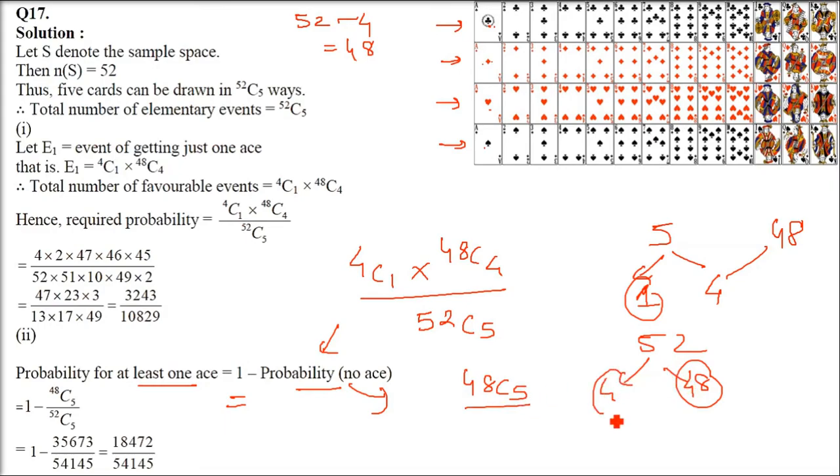So 48C5, all the 5 cards we are picking up and they are not aces. So it will be 48C5. Okay. Now total possibility is what? 52C5. And this is the probability of having no ace. When we subtract it from 1, we are going to get at least one ace. So this will be a number. This number will come.